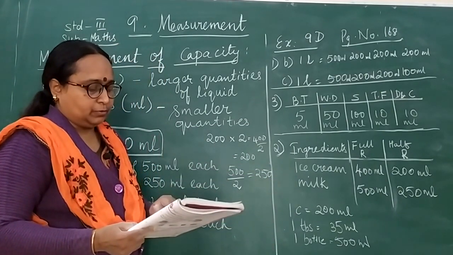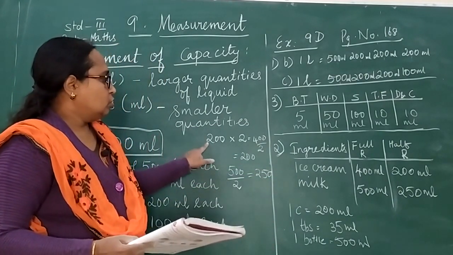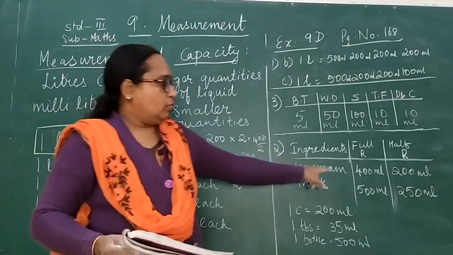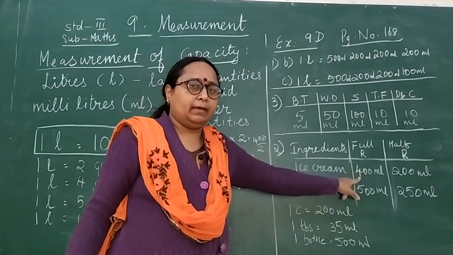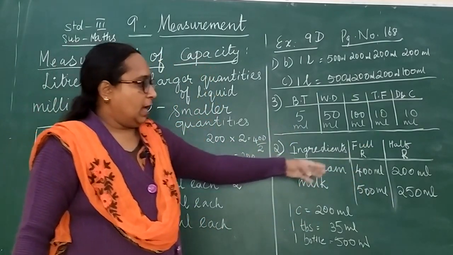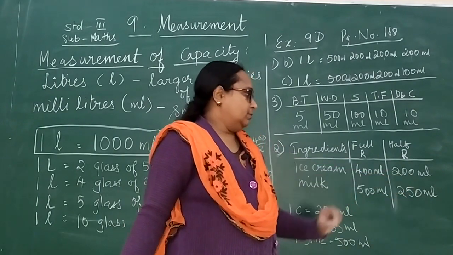Ice cream, 2 cups of ice cream. So 1 cup is 200 ml. So 200 into 2, you have 400 ml. So for the full recipe you need 400 ml. For the half recipe you just divide it by 2. So you will have 200 ml, right?